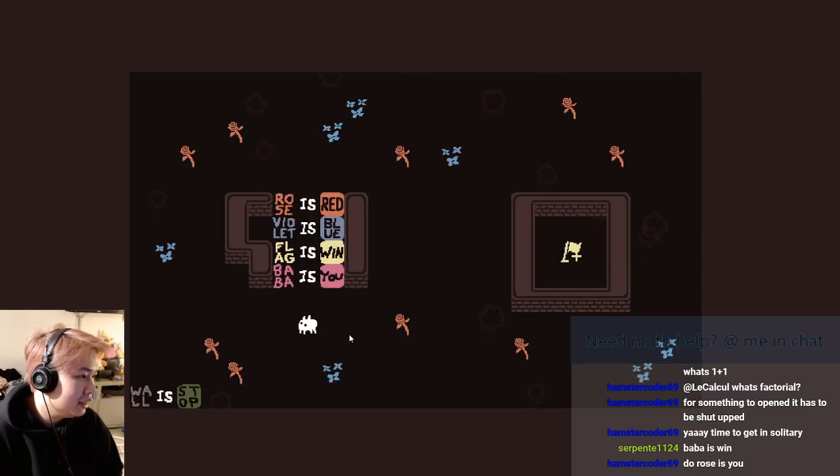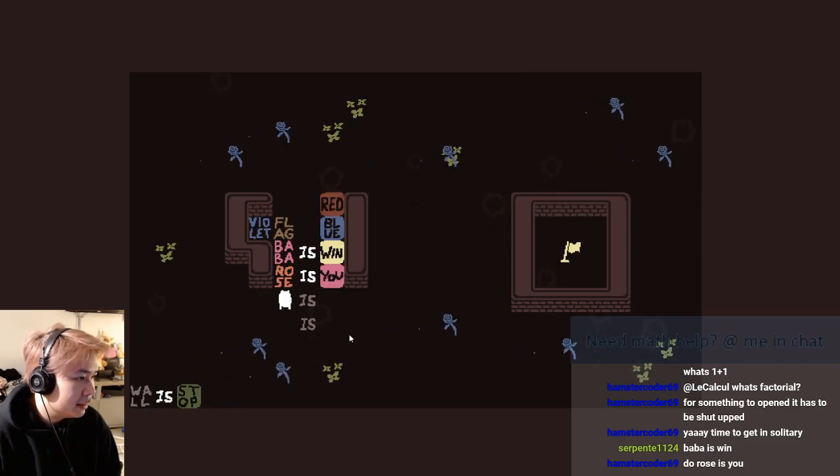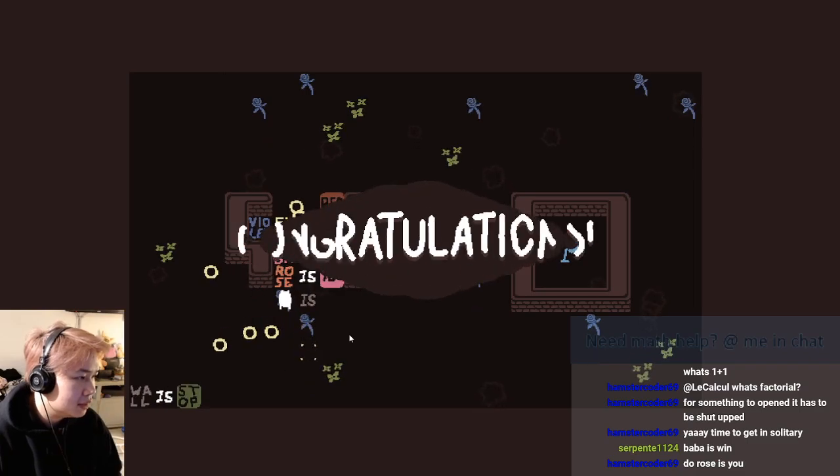So logically, I need to push the is down. I can push it down a couple of times. And then if I push the violet in, then I unlock the rose to use. And now I'm the rose and Baba's win. Where are the roses? Oh, here they are. Okay, so I just need to touch Baba.